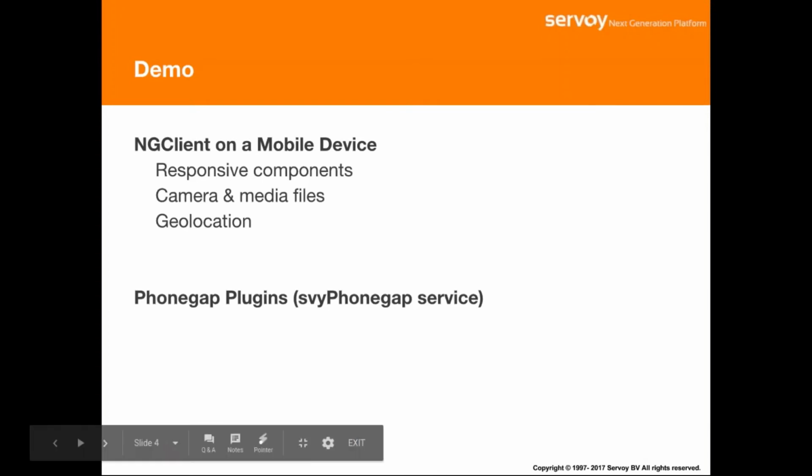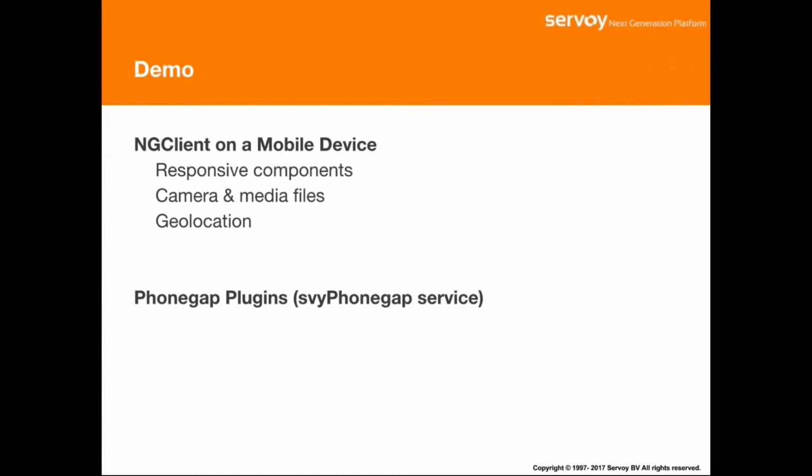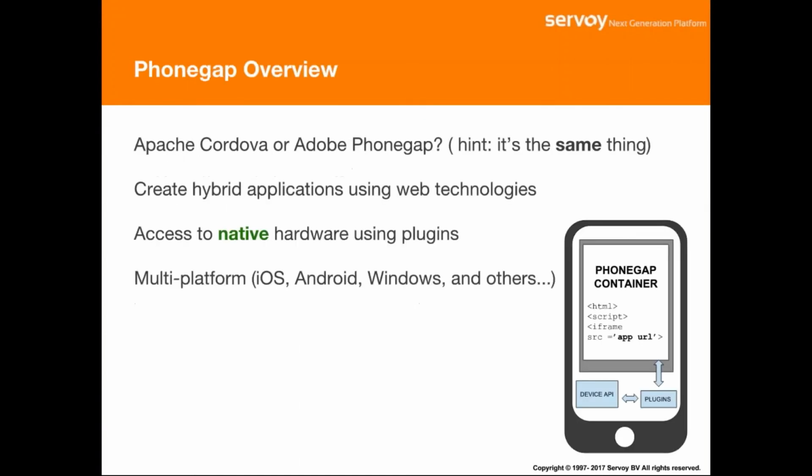Yeah, so that was just an NG client solution, obviously. It's web-based. So the one thing about PhoneGap is that this is what it allows, right? For those who don't know about Apache Cordova or Adobe PhoneGap, it's the technology that allows us to create hybrid applications using web technologies. The great part about this is that it allows us access to native hardware using some of its plugins, and you can access that hardware using device APIs.